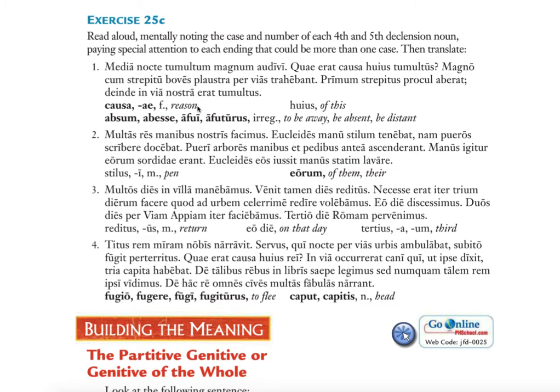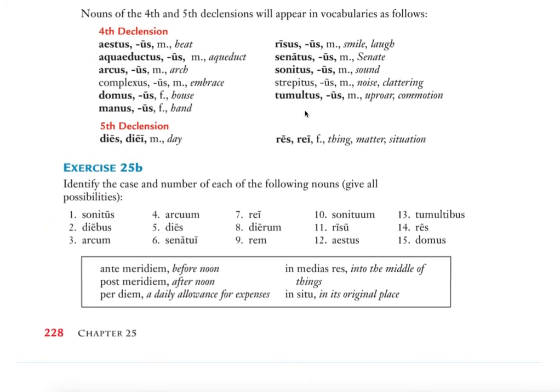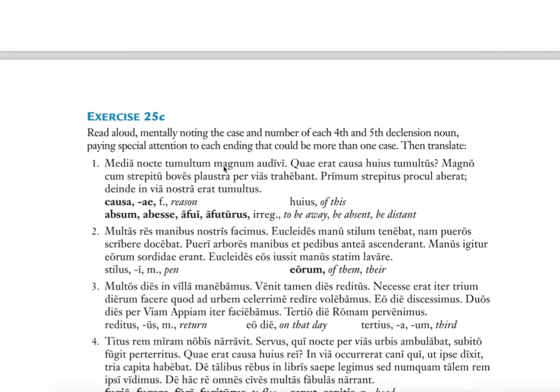That's a fourth declension noun. Now I'll just shoot back up here for a second. There it is, tumultus, which means uproar or commotion. One other thing, most of these are masculine in fourth declension, but there are a couple of exceptions. So anyway, it means uproar or commotion. And tumultum can only be an accusative singular. So this is going to be a direct object here.